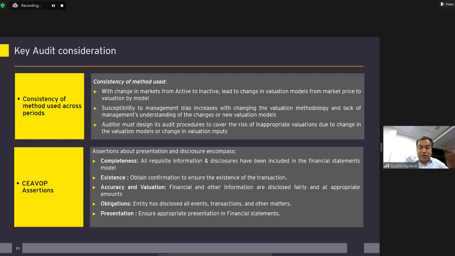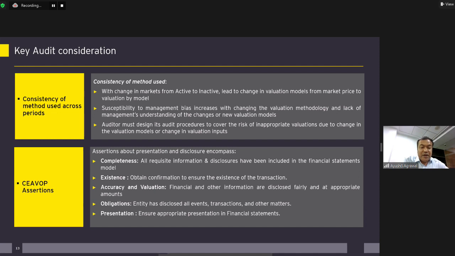So completeness, of course, the auditor should design their audit procedure to check that all the financial instruments have been accounted and all the disclosures surrounding the same have been included in the financial statement. Existence, I mean, obtain third-party confirmation, etc., in order to take comfort that the underlying financial instrument actually exists. Accuracy and valuation, as we discussed, take the help of valuation experts in order to arrive at the valuation and the accuracy and in the recognition of the financial instrument.